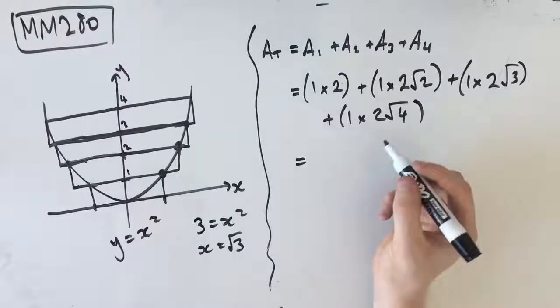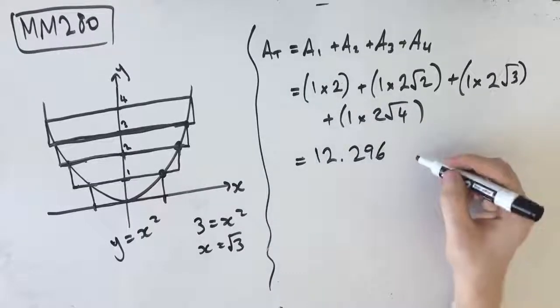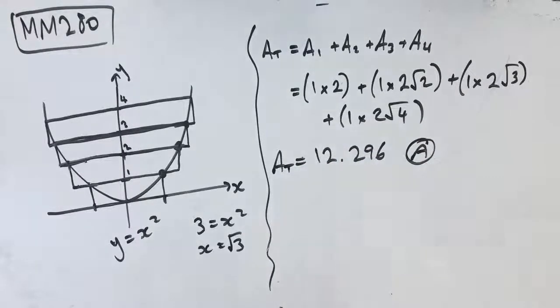What this ends up giving us is, if we put this straight into our CAS, we get 12.296, which is our total area, and that gives us our option of A. So guys, A is our answer.